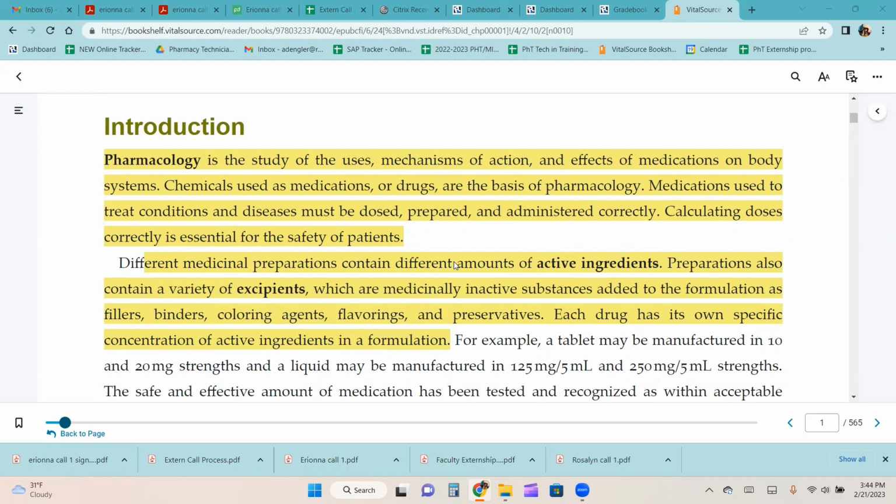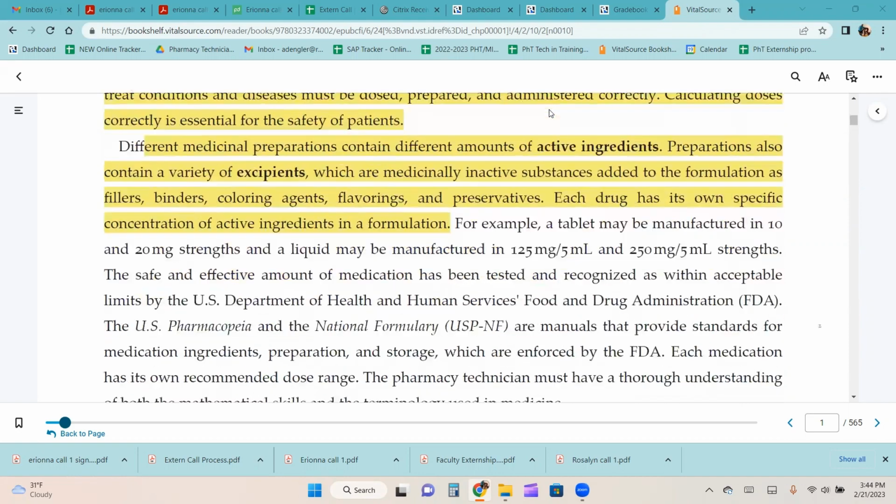For example, a tablet could be in 10 and 20 milligram strengths, and a liquid could be 125 milligrams per 5 ml or 250 milligrams per 5 ml, meaning every 5 ml the patient takes, they receive 125 milligrams. So if they were given 10 ml, that means they would be given 250 milligrams, and so forth. 5 ml is also 1 teaspoon, so just keep that in mind.